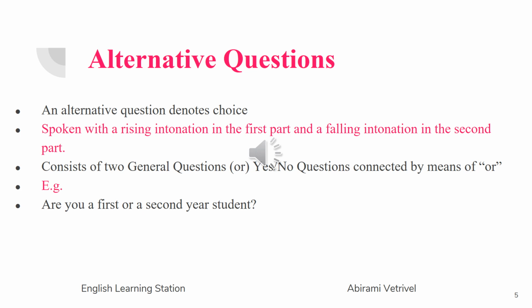Here, are you a first year student is one yes or no question. The second yes or no question is, are you a second year student? Both these are connected using or and made into a single alternative question. Are you a first or a second year student? Here, the first part is uttered with a rising intonation and the second part of the question is uttered with a falling intonation. The answer could either be first or second year student. So this is what we mean by alternative question.